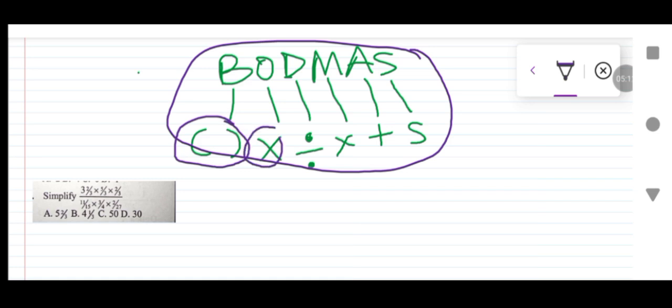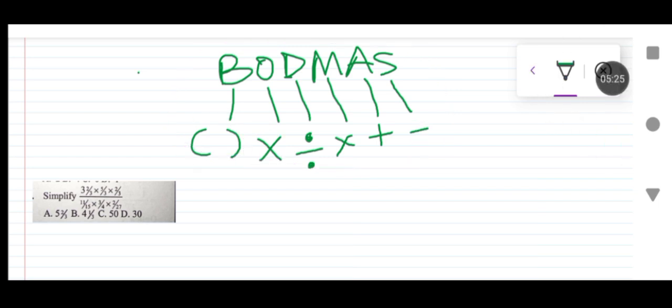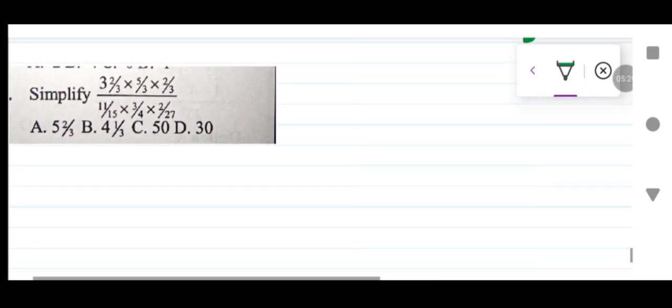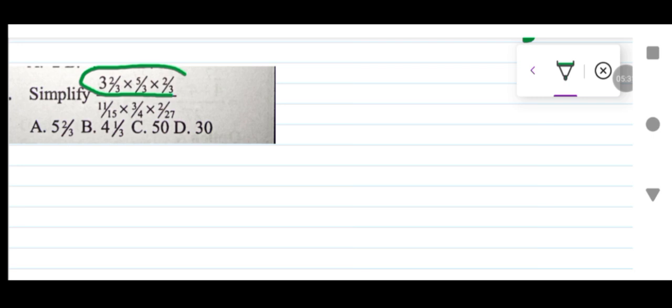So if you see bracket, solve bracket first, followed by of, followed by division, followed by multiplication, followed by addition, and followed by subtraction. So if that is the case, let's get started. Now the question says simplify 3 whole number 2 over 3 times 5 over 3 times 2 over 3, all divided by 11 over 15 times 3 over 4 times 2 over 27.